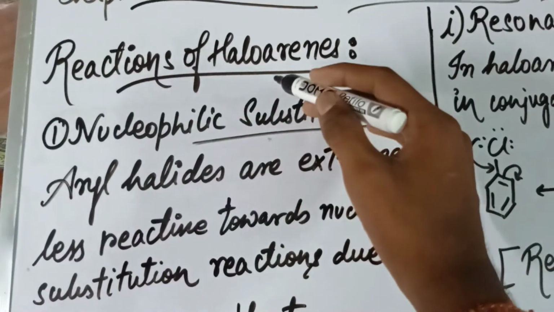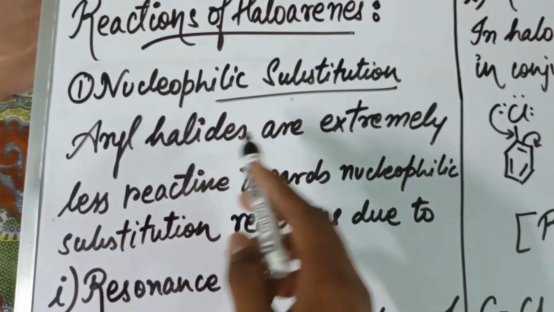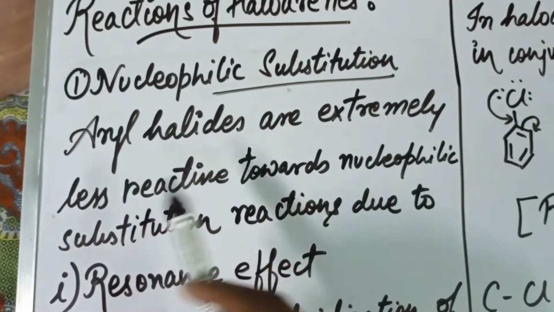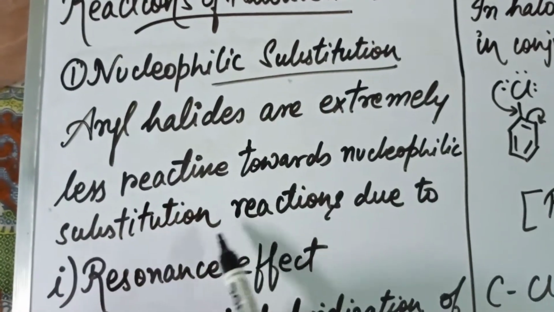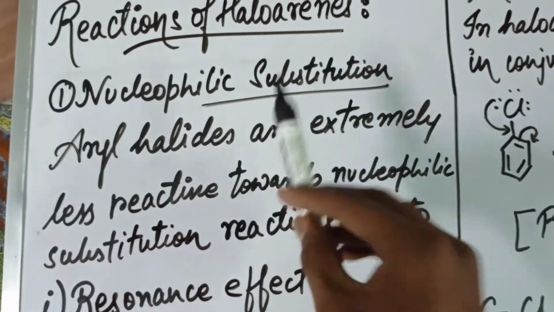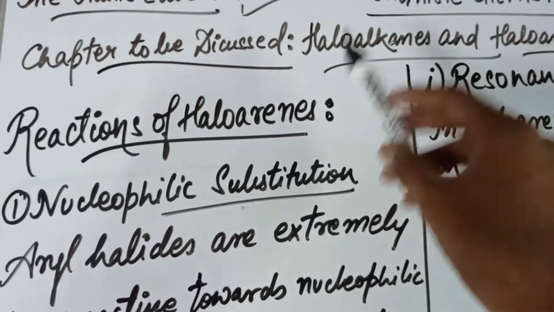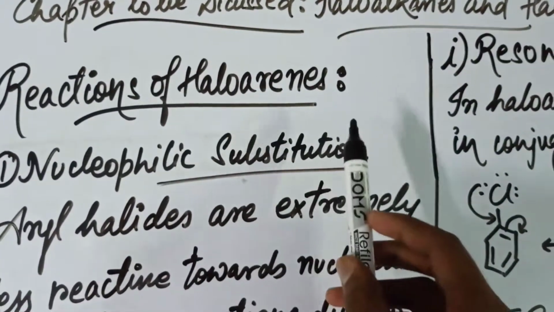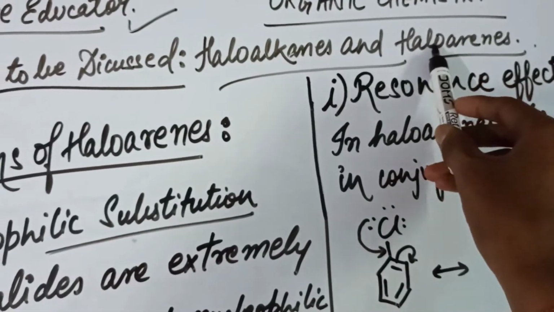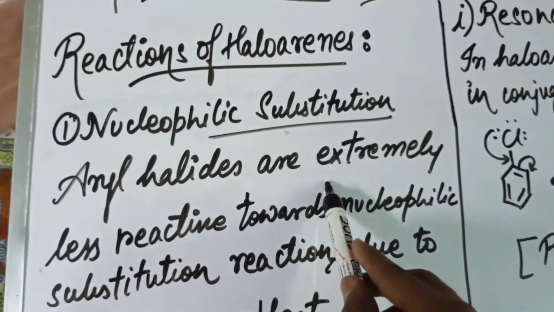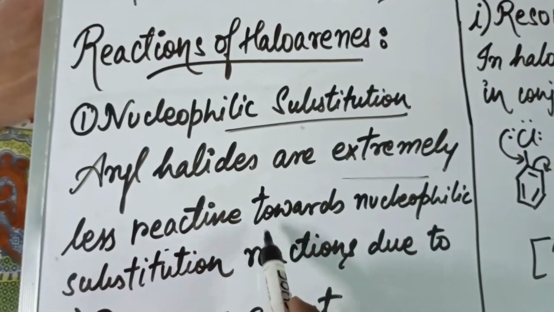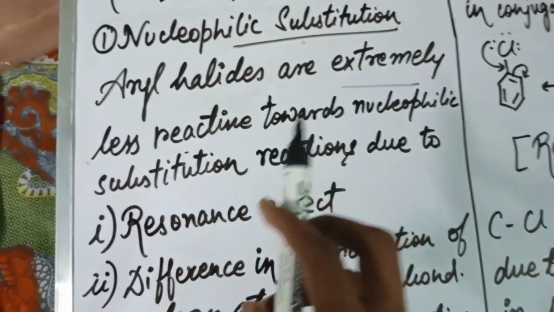So now we come to the nucleophilic substitution. Aryl halides are extremely less reactive towards nucleophilic substitution reaction. So here we will be seeing that the haloalkanes were reactive in the nucleophilic substitution reaction, and the haloarenes are extremely less reactive. Alright, it has four different reasons.